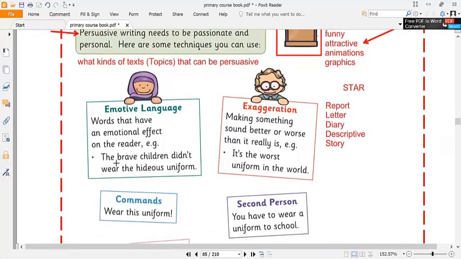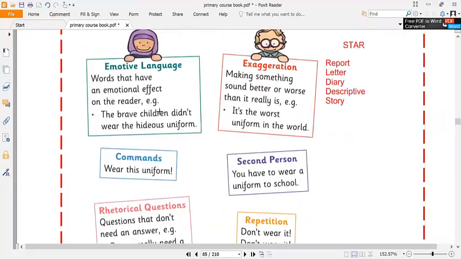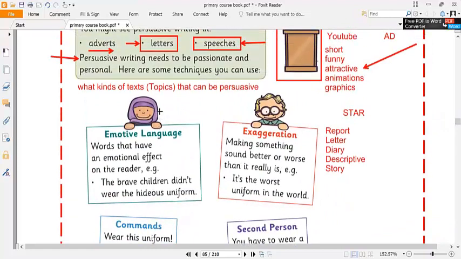1, 2, 3, 4, 5, 6 techniques that you can use in your writing to make your writing persuasive. To make your writing stronger and stronger, you can use some of these techniques. Let's see what these techniques are.